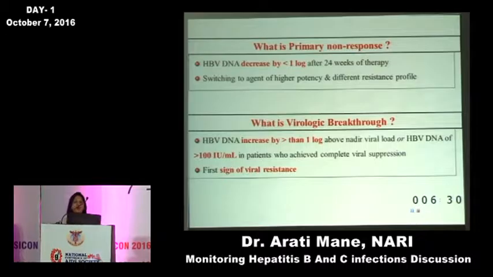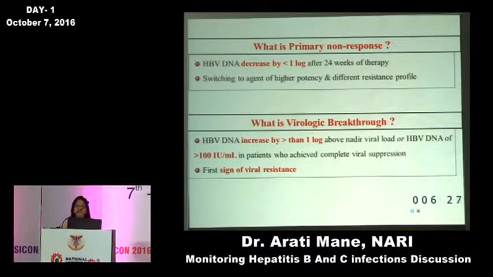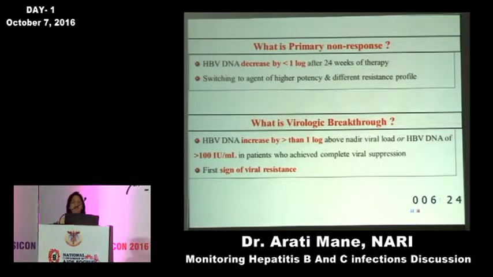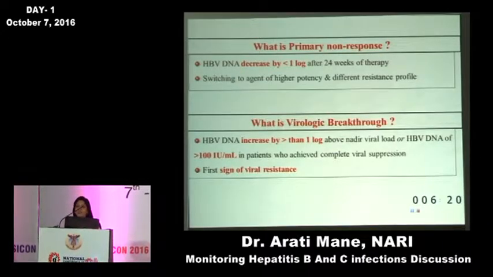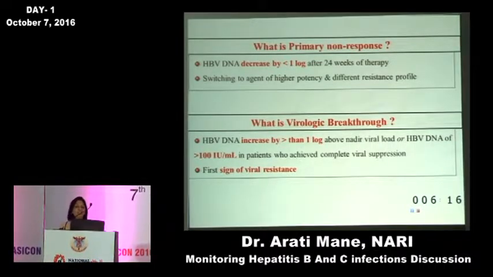Now, what is primary non-response? If there's a decrease in the HBV DNA by less than 1 log after 24 weeks of therapy, this is primary non-response. Here, usually we consider switching to an agent with a higher potency or with a different resistance profile. And what is virological breakthrough?